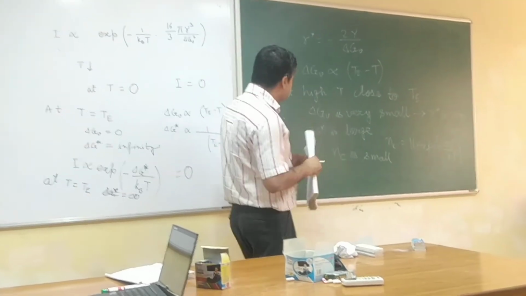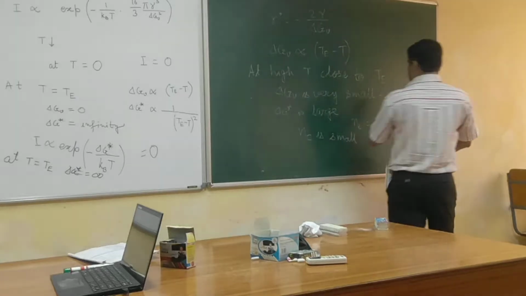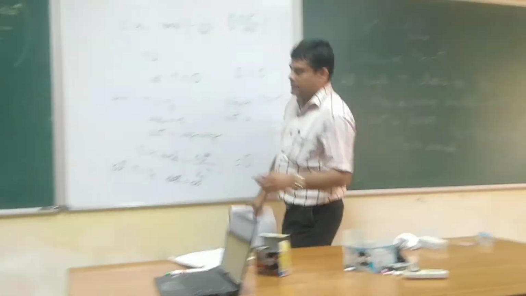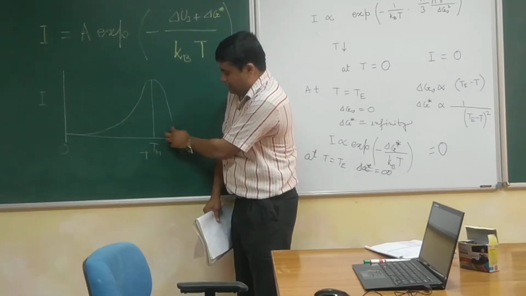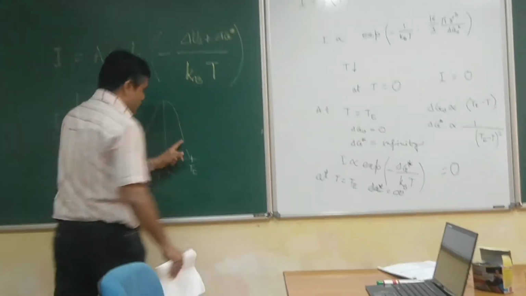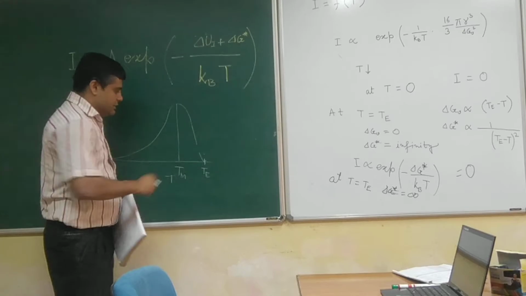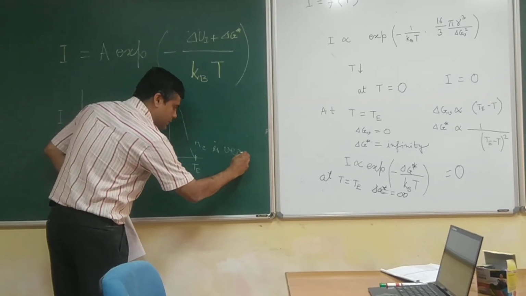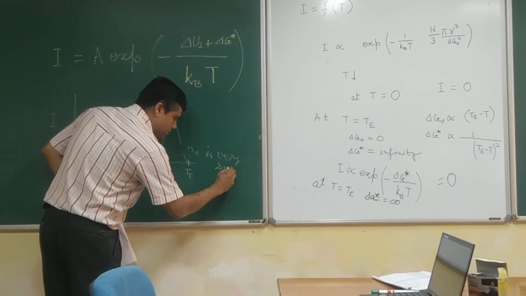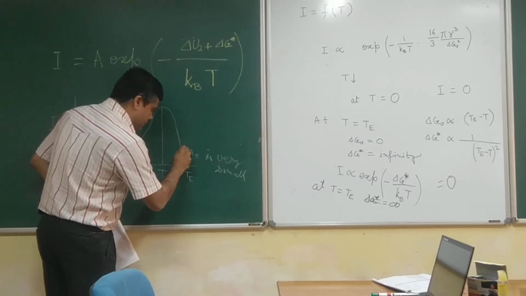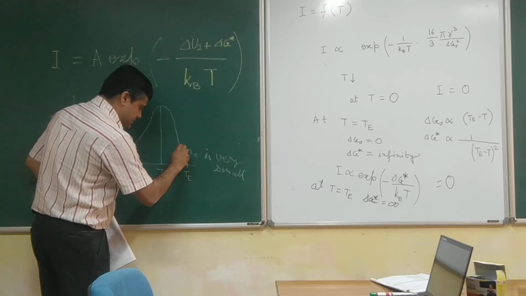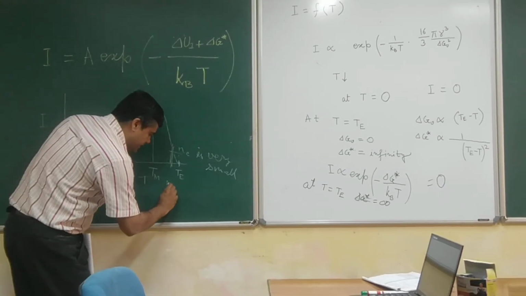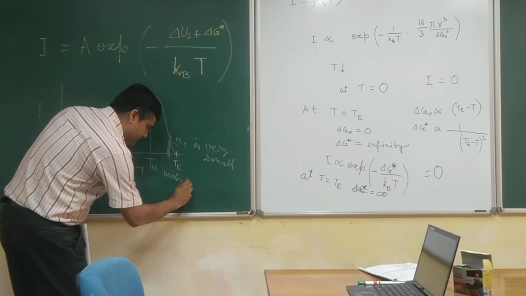Now as temperature comes down, your R star comes down. At temperatures very close to your equilibrium transformation temperature, NC is very small, even though there is high mobility around these temperatures.